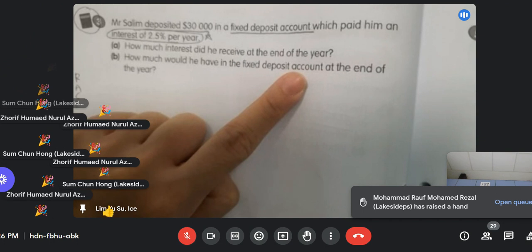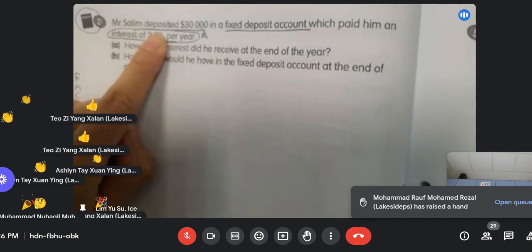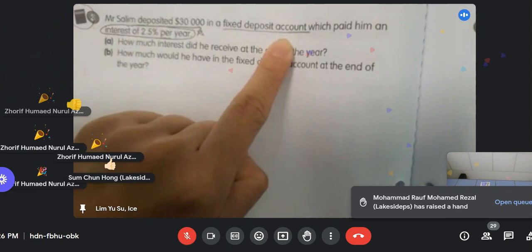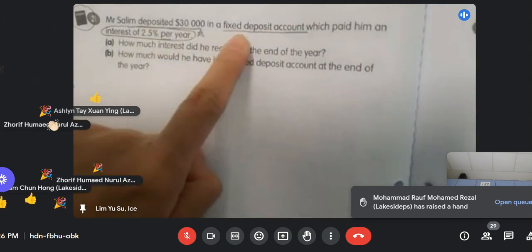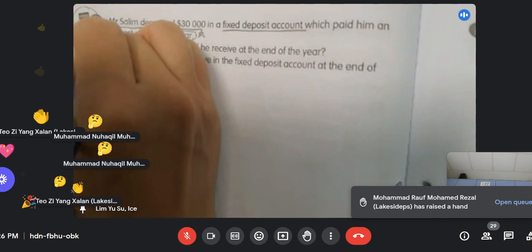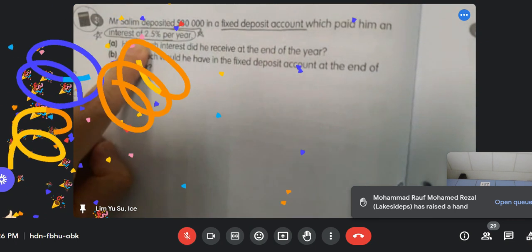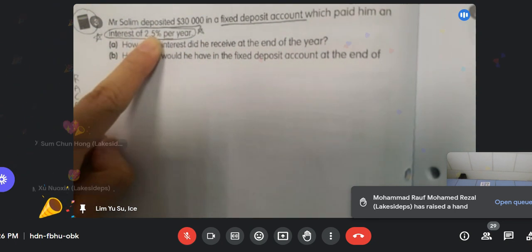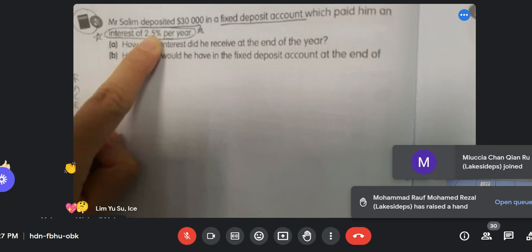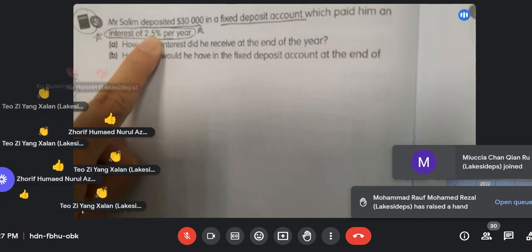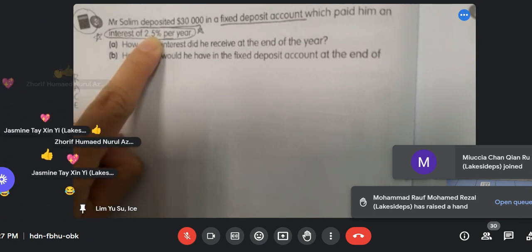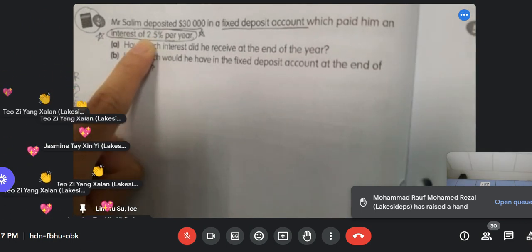Okay, now even if you read the sentence and there are words that are not in your vocabulary, like deposited, fixed deposit account, which you find very hard to understand, you must at least know interest. The moment you see percentage, you have to ask yourself, there are only three terms: GST, discount, and interest. Which one looks familiar?